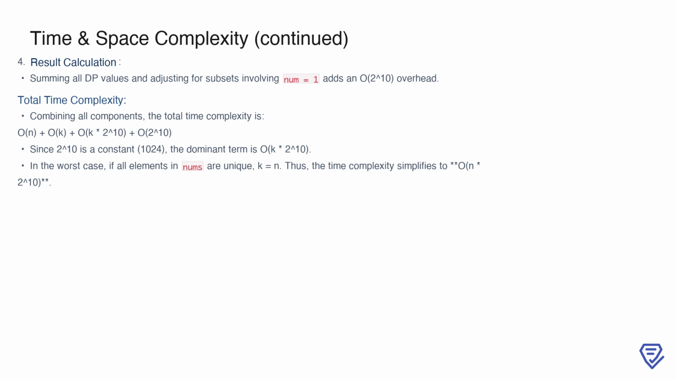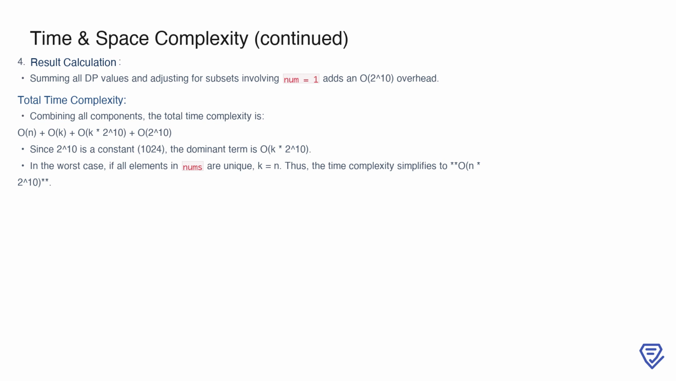Now, to complete the analysis, we consider the result calculation. This step involves summing all values in the DP array and making adjustments for subsets that include the number 1. Since the DP array has 2^10 entries, this adds an additional 2^10 overhead. When we combine all these operations, the total time complexity becomes n for the frequency count, k for mask calculation, k * 2^10 for the DP updates, and 2^10 for the result calculation.